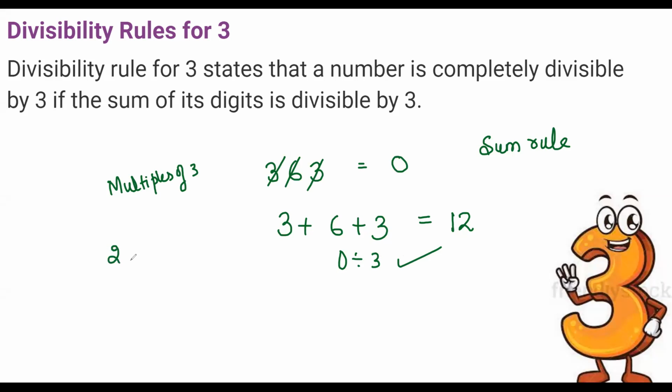Let's try another set. 2, 1, 4, 7, 2, 3, 2, 5. Suppose we have a number. Now we are trying to make 3s or 9s. 3 cancel. 7 and 2, 9, cancel. 4 and 6 cancel. 2 plus 1, 3, cancel. What I have left is only 5. Is 5 divisible by 3? No.